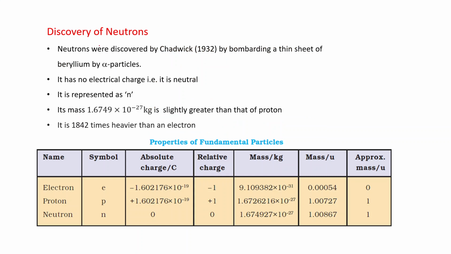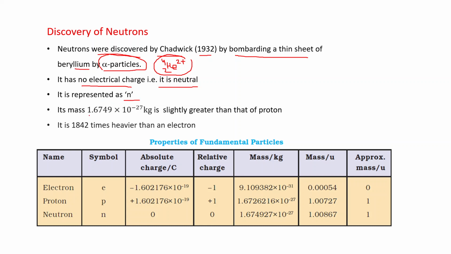Discovery of neutrons. Neutrons were discovered by Chadwick in 1932 by bombarding a thin sheet of beryllium by alpha particles. Actually, these alpha particles are helium nucleus. Helium can be represented like this, and it has 2 electrons. If these 2 electrons are removed, then this will acquire the 2 positive charge. This is called alpha particle. Okay. And this neutron has no electrical charge. That's why it is neutral. It is represented as n.